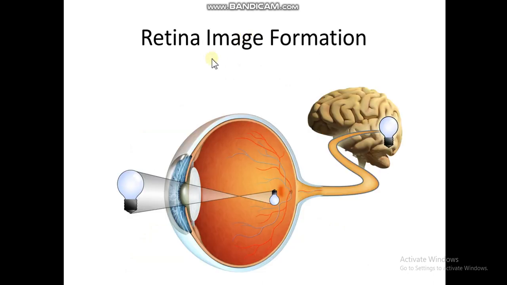Then we have the retina and image formation. Here we have the image, and it will be formed with the help of our lens, ultimately on the retina, and it will be processed in the brain. And this is how the eye works. I hope you have understood well, and thank you for watching the video.